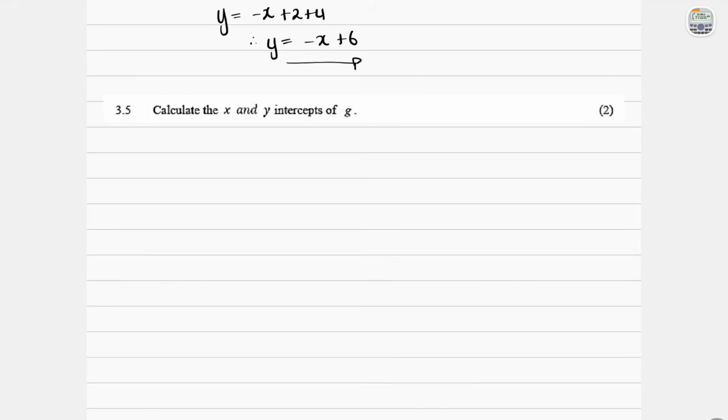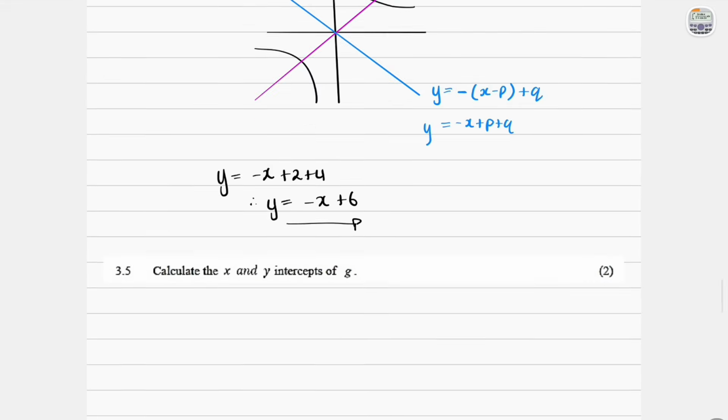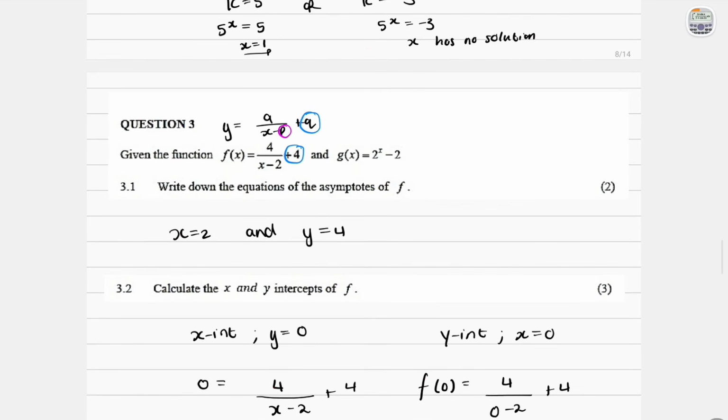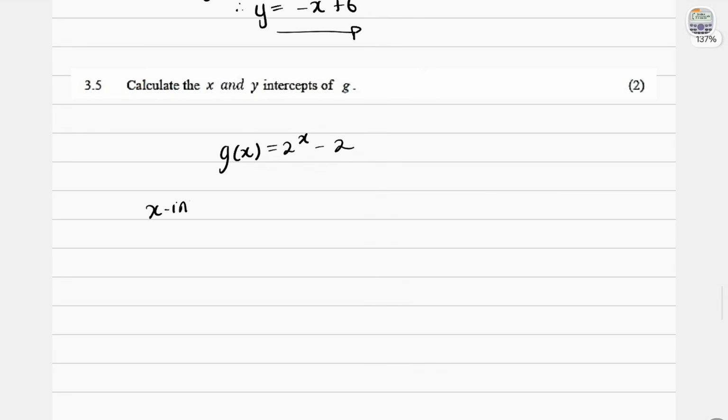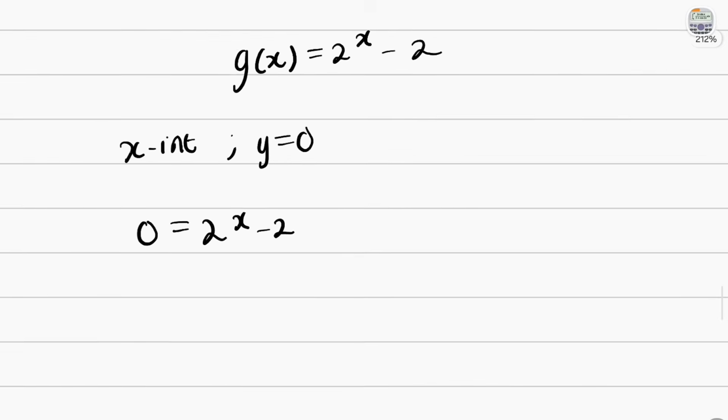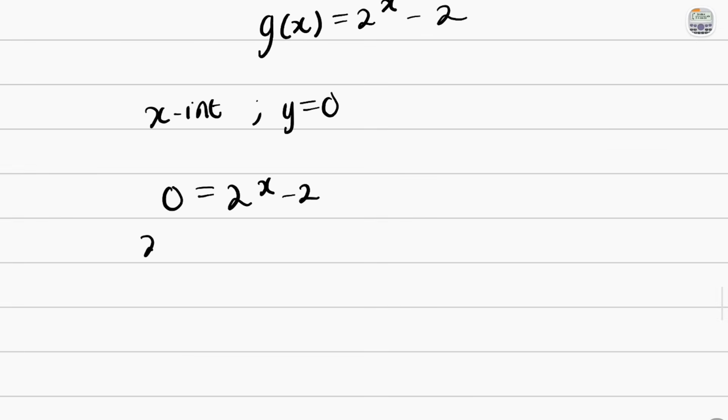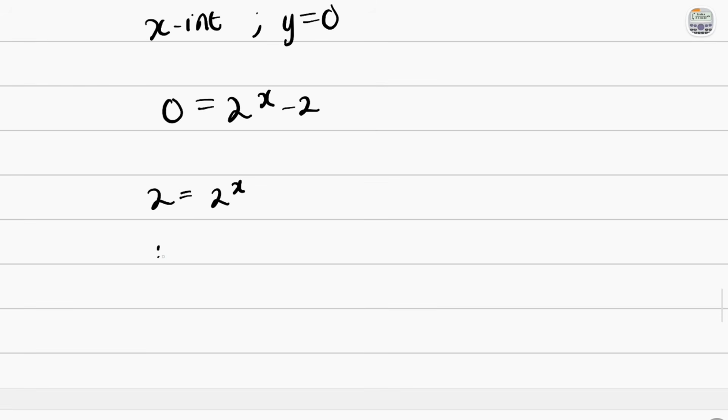Question 3.5 says, calculate the x and y intercept of g. So just take the graph of g and find the x and y intercept the way we did with the graph of f. To find the x intercept, you're simply going to make y equal to 0. So g of x is 0, and then you have 2 to the power of x minus 2, then you can just transpose this to make it positive 2. So 2 equals 2 to the power of x. And finally, x is equal to 1, because the exponents would be equal.